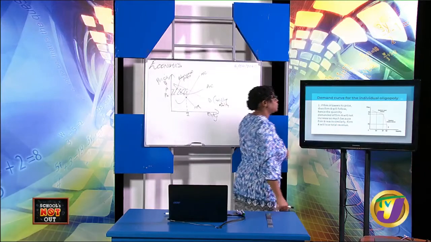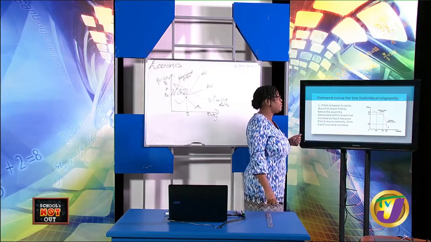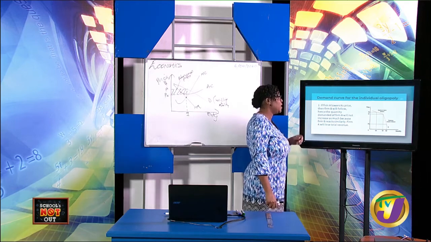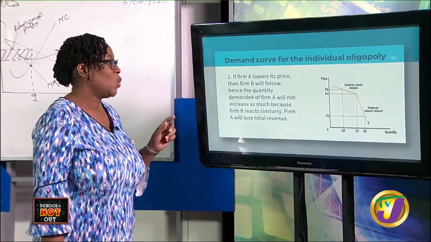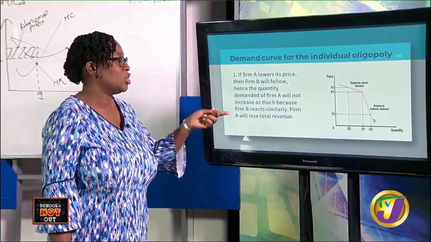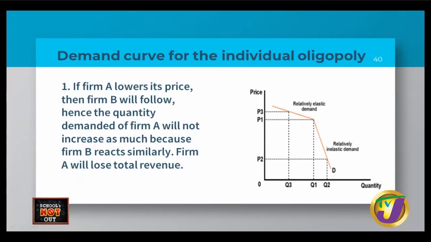So here, if firm A lowers its price, then firm B will follow. Hence, the quantity demanded for firm A will not increase as much because firm B reacts similarly, and firm A will lose total revenue. Remember that the goods they are producing are very similar, if not the same. So if they want to increase their revenue, they are going to drop their price.